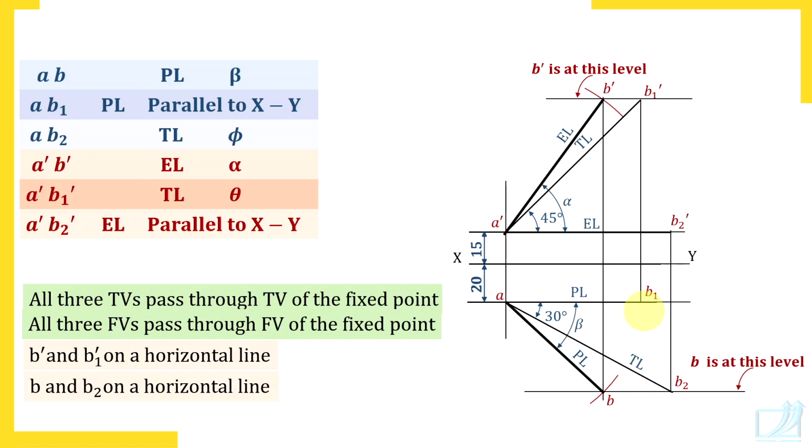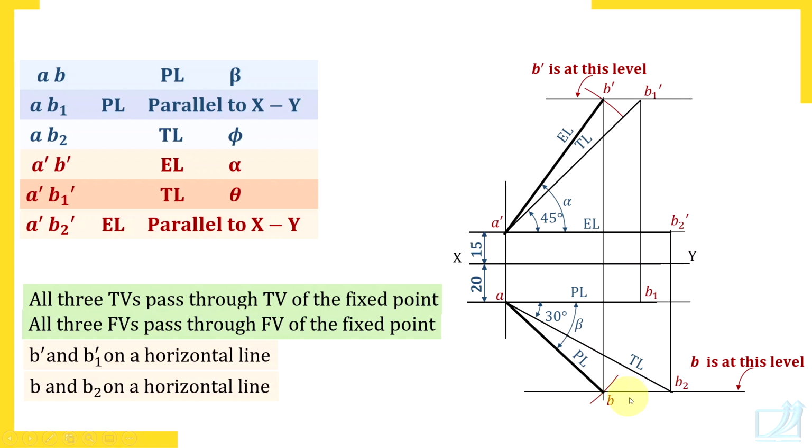In each and every horizontal and vertical line in your drawing on projections of lines, you will find that there are two significant points. Check here. A dash and A on this vertical line. On this vertical line, B dash and B. On this vertical line, B1 and B1 dash. Here on this vertical line, B2 dash and B2. You will find two points on each vertical and horizontal line.